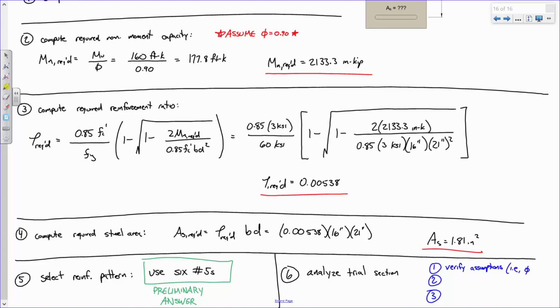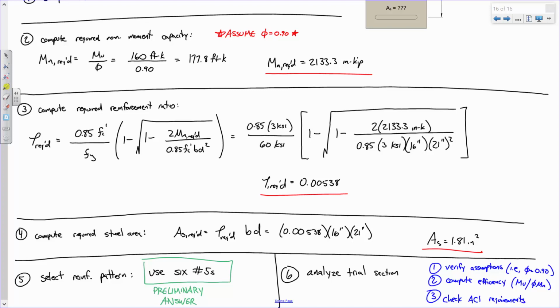I.e. B equals 0.9, right? That's the first thing I want to do. The second thing I want to do is compute efficiency, mu over VMN, and 3, check ACI requirements.